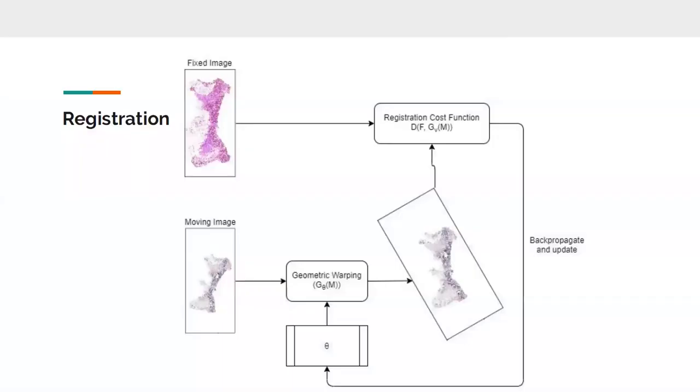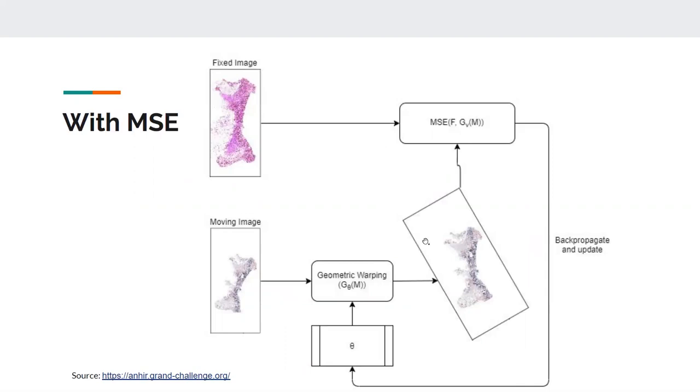Today I'm going to present to you our submission to MIDL 2020, our algorithm which we abbreviate as DRMIME. So in a general registration framework, we have the moving image to which we apply a geometric transform parameterized by parameters theta, and then we compare it to the fixed image using some sort of a cost function. And based on that, we update our parameters theta.